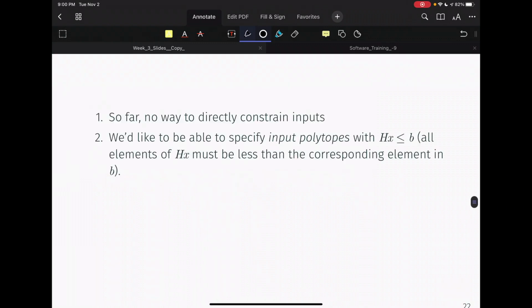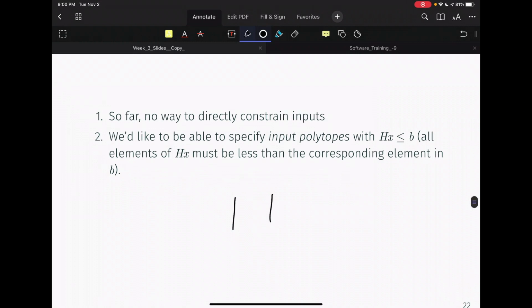What we're going to do is specify some input polytopes. A polytope is a geometric object with flat sides. So we can constrain things like this. And essentially what we're saying is that some matrix A times our vector x has to be less than some value b, which is also a vector.